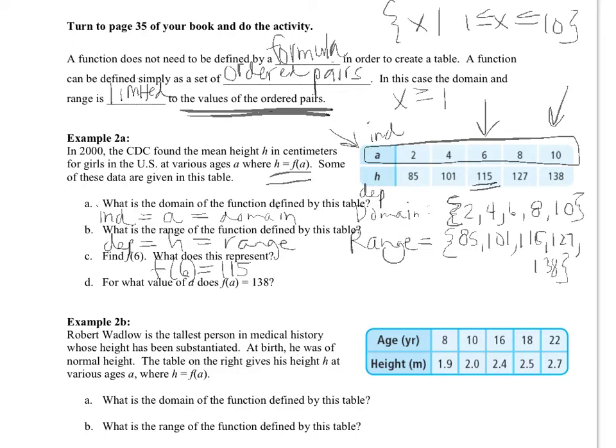For what value of a does f of a equal 138? So this time we're looking for that a value. The h is 138. So here's 138. The a value is 10. So f of a equals 138 when a equals 10. And that means that, if you work it backwards, when this girl is 10, the average height is 138 centimeters.